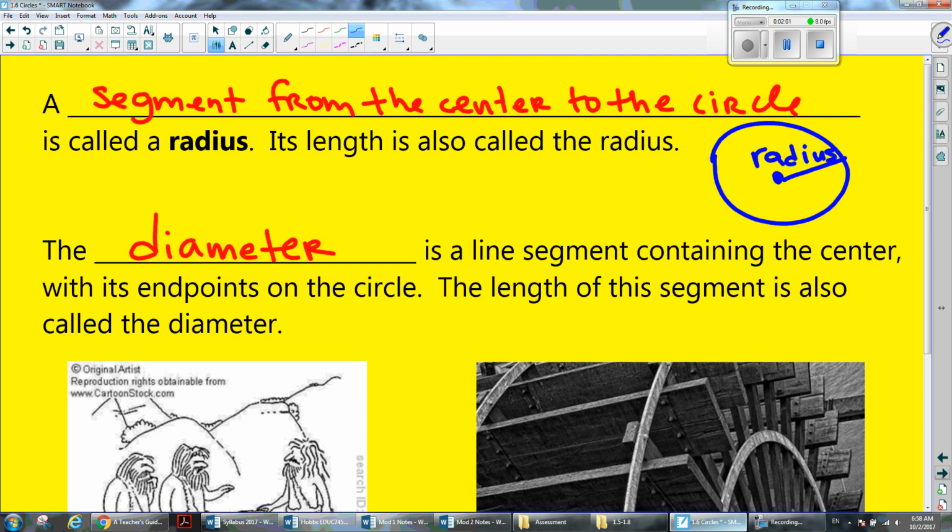The diameter is a line segment containing the center with its endpoints on the circle. The length of this segment is also called the diameter. So here's my center. The diameter goes through the center point. A lot of times people get diameter and radius mixed up. If you look at the length of the words, diameter is longer, it's going the whole way across the circle. Radius is just going halfway across the circle. Maybe that'll help you remember.